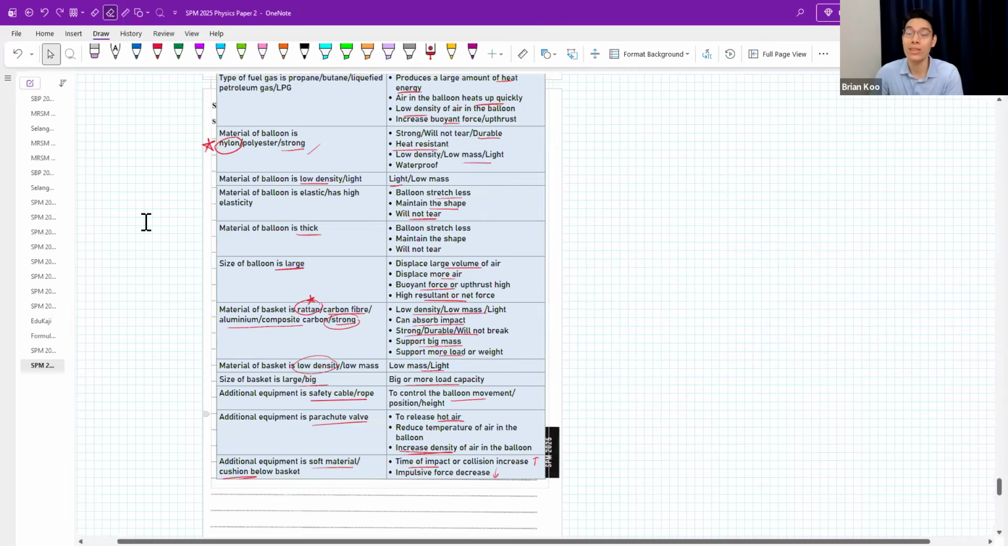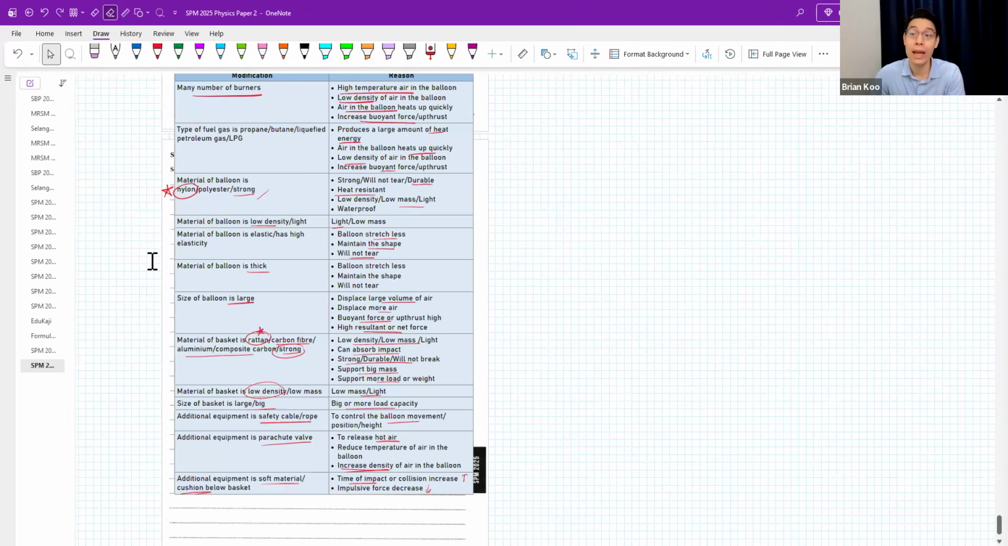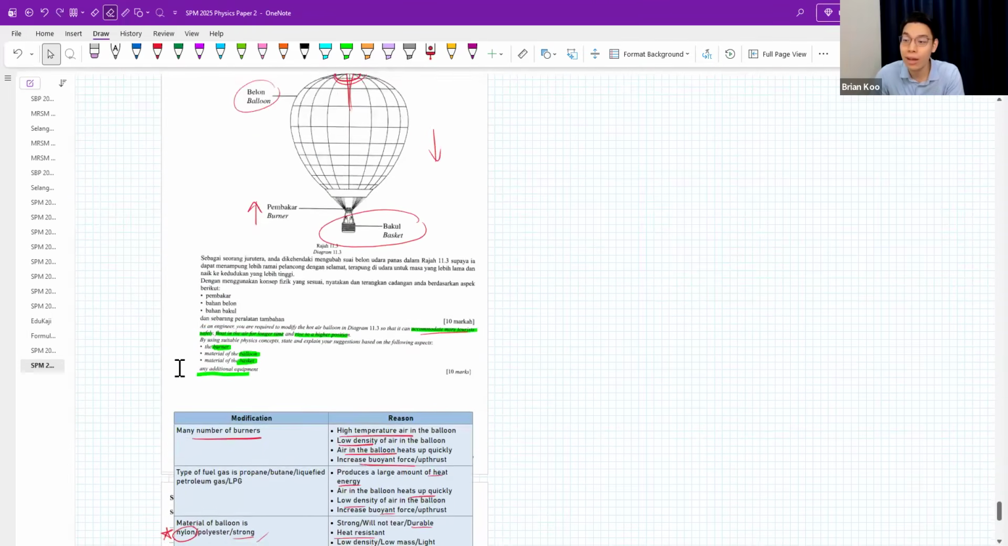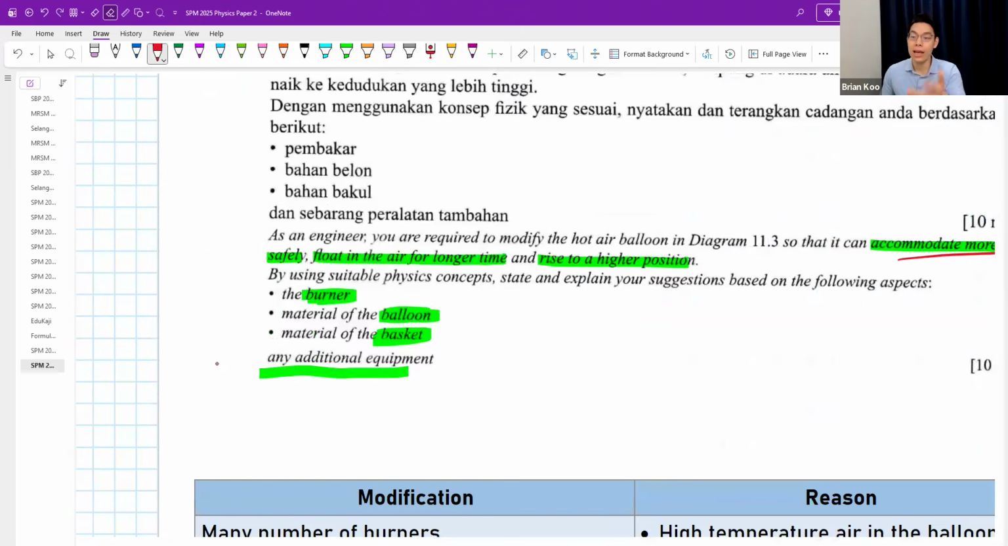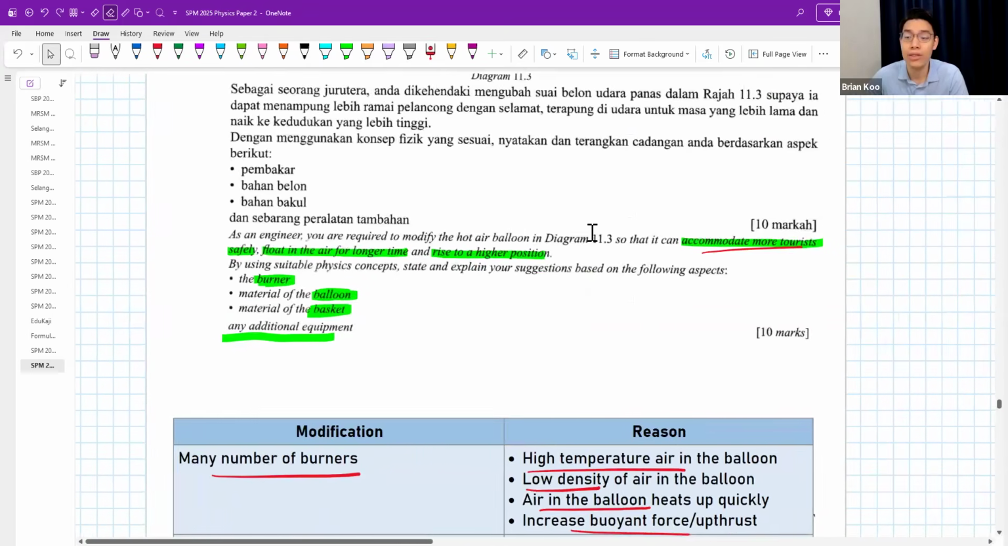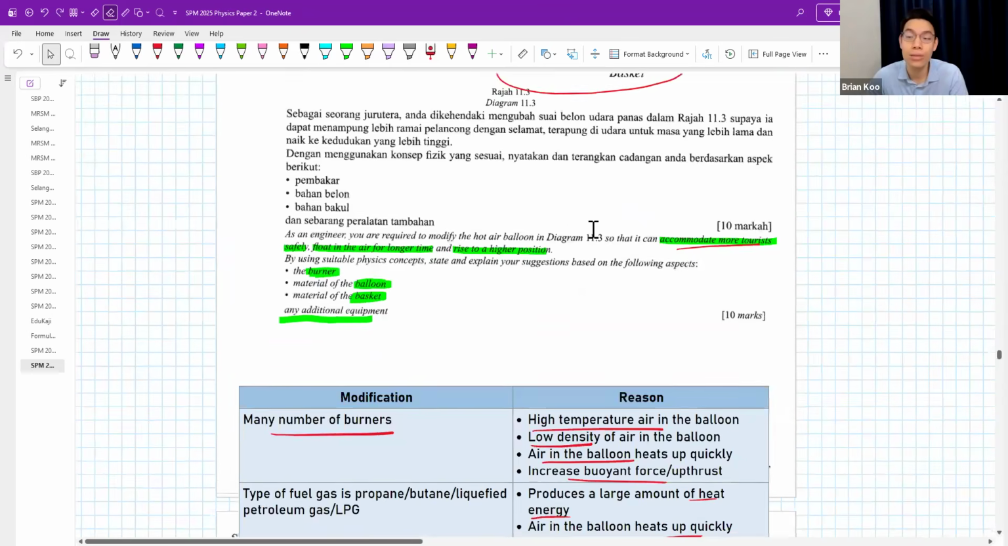It's quite easy to get full marks as long as you don't just write what they say only. You can write more things on anything else other than the material of the basket. You can talk about the size of the balloon, size of the basket. Anything related to it is fine. Balloon also already got so many points. Strong and light and all. Low density.